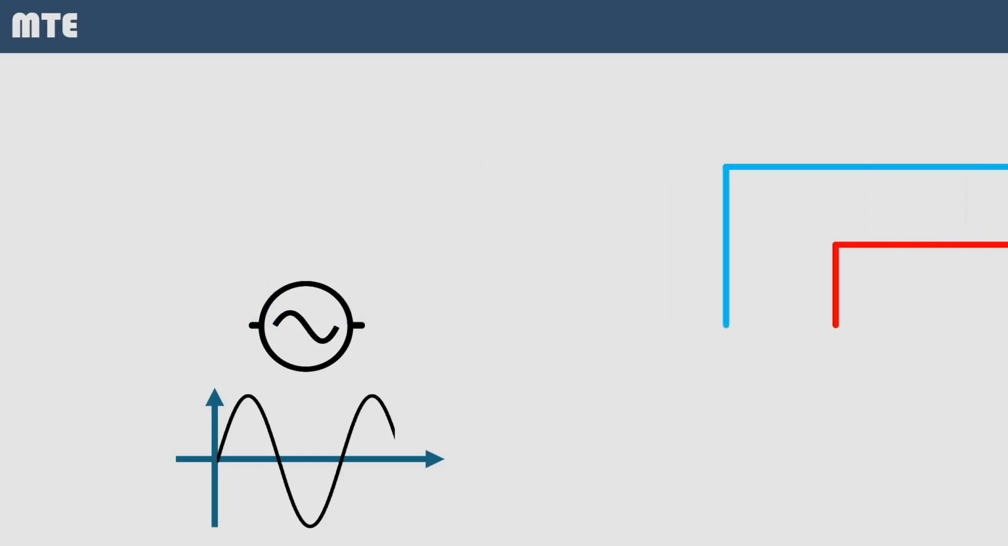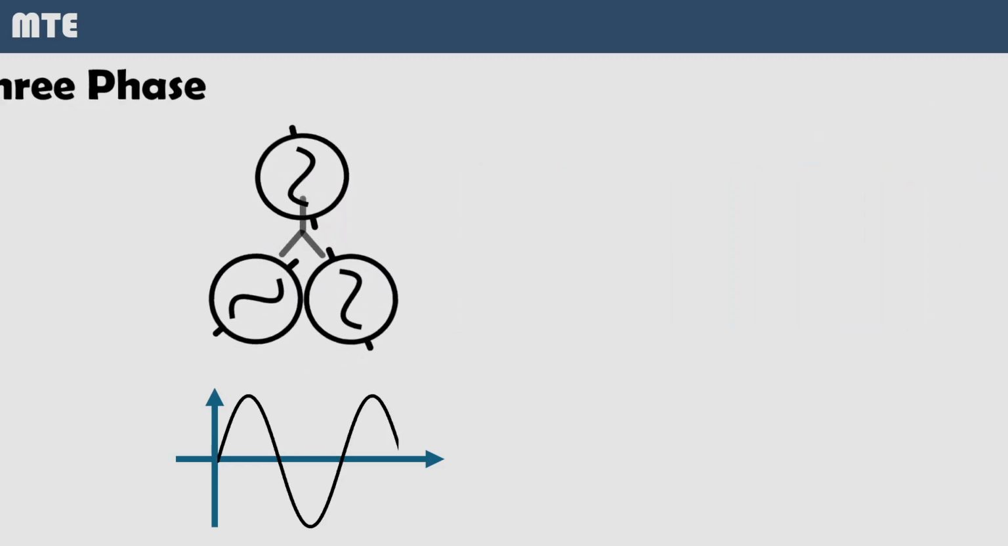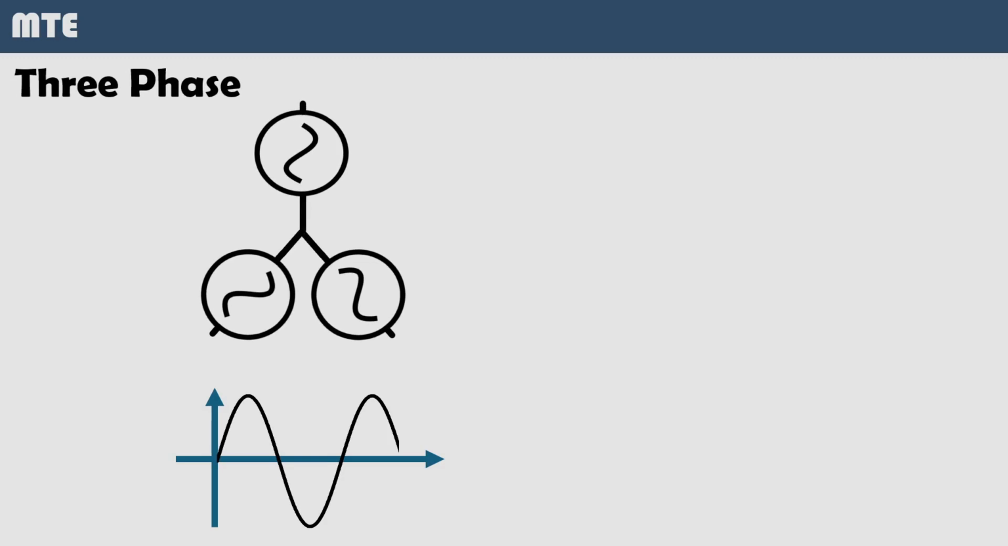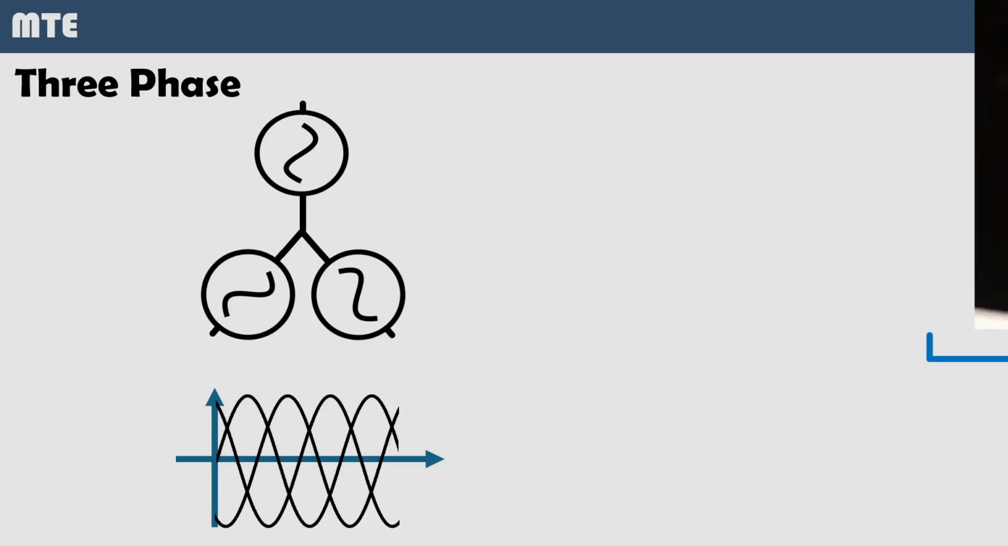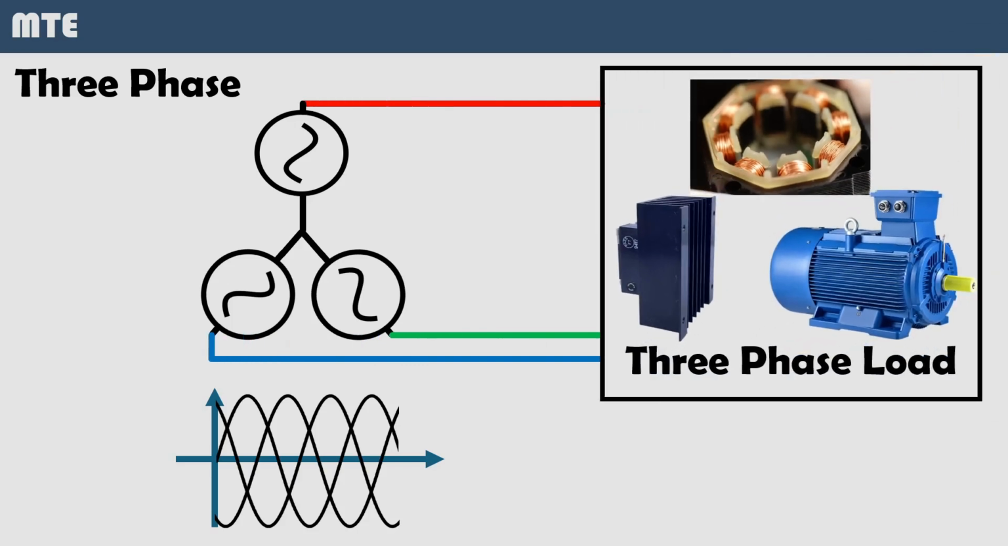A three-phase system, on the other hand, uses three alternating currents. These currents are out of phase with each other by 120 degrees. This design ensures that as one current starts to decrease, another is rising, creating a continuous and smooth flow of power. This steady supply is ideal for powering larger machines and industrial equipment.